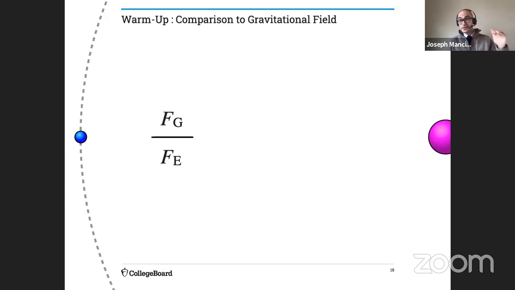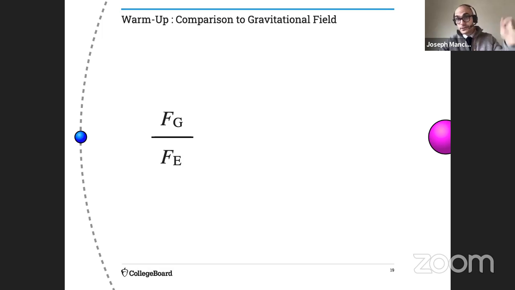Would it increase the ratio? That is, would it make the gravitational force stronger than the electric force? Would it decrease the ratio? Would it make the electric force stronger more than it would make the gravitational force stronger? So which one of those would happen? Would this ratio increase, decrease, or stay the same? Well, let's take a look.